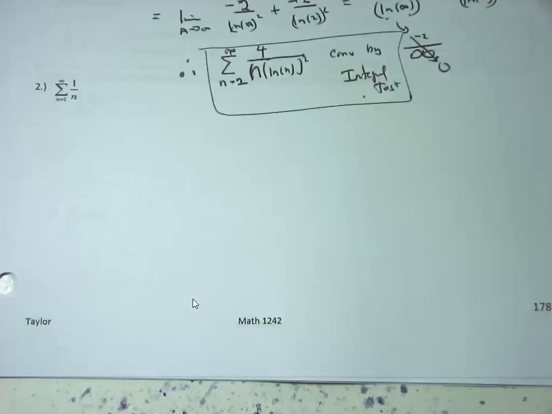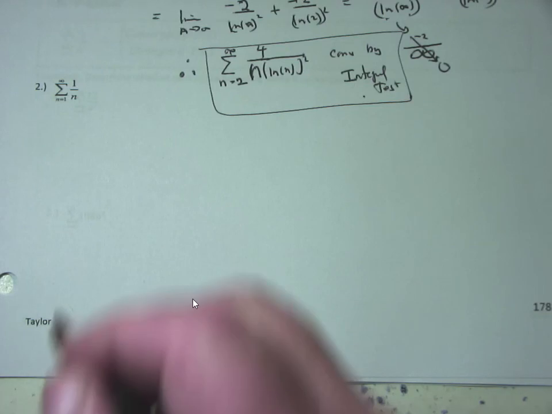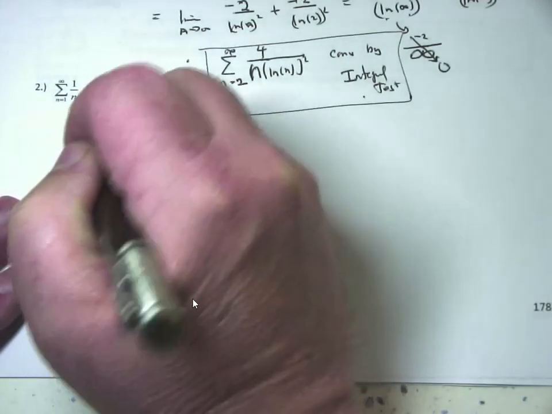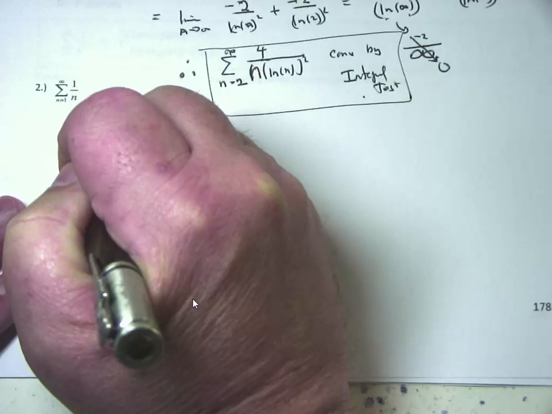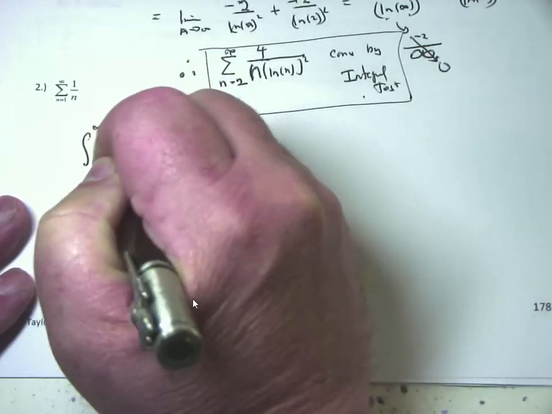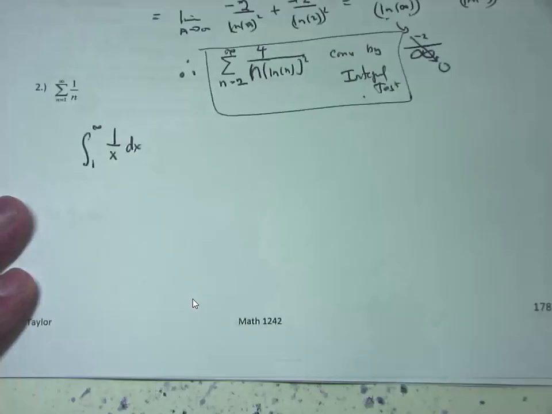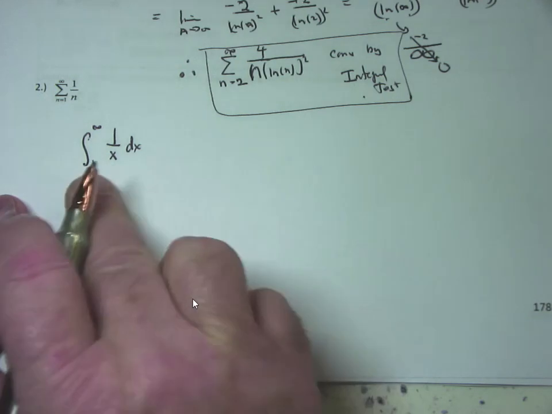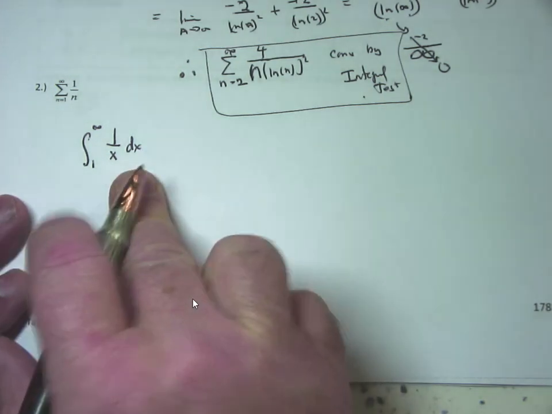1 over n is always positive, and you notice as n gets bigger, it decreases. So I'm allowed to use the integral test on this one. So I'm going to convert this to an integral. This becomes the integral from 1 to infinity of, replace n with x, 1 over x dx. Now there is the equivalent integral of this sum as n goes from 1 to infinity of 1 over n. So this is the integral version of it, but it's improper.